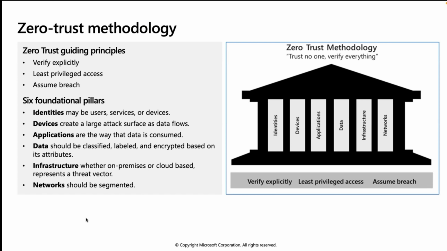Now, Microsoft have a number of guidelines, and one of those guidelines is called the Zero Trust methodology. So the idea here is that you verify explicitly. So you trust no one, but you verify everyone. All right, that's the key thing here. We have this concept of least privilege.